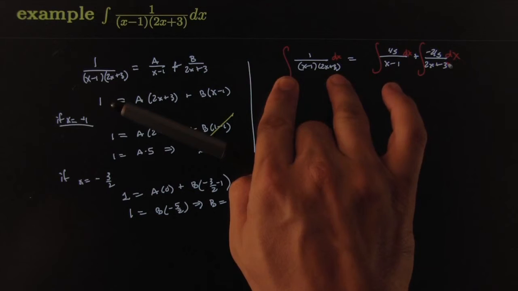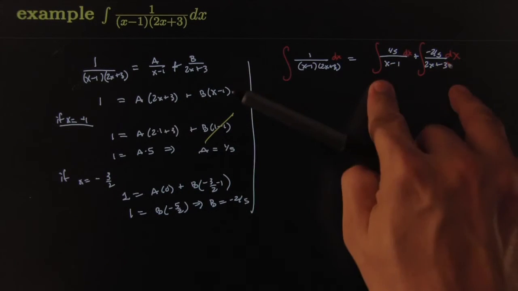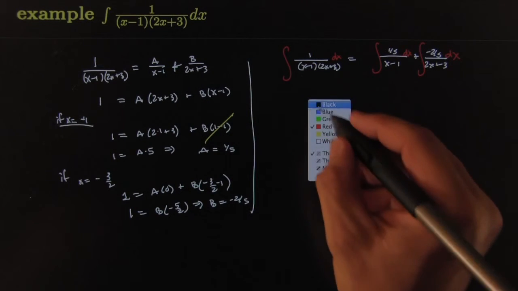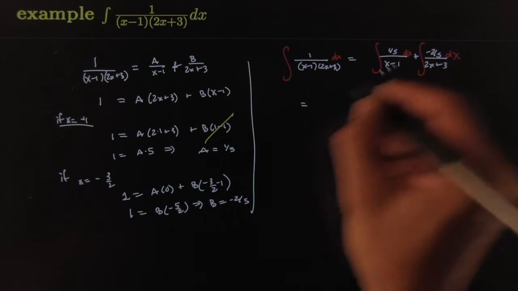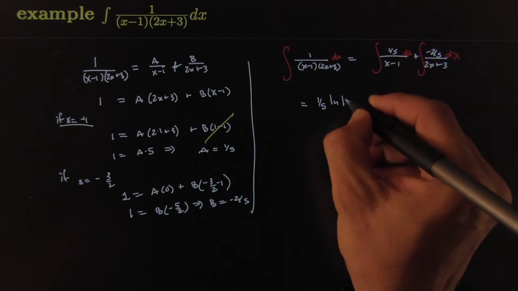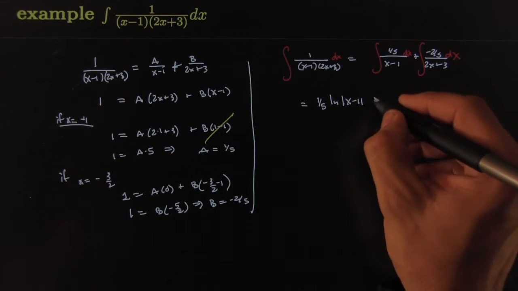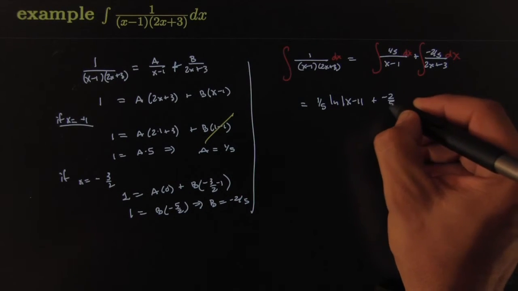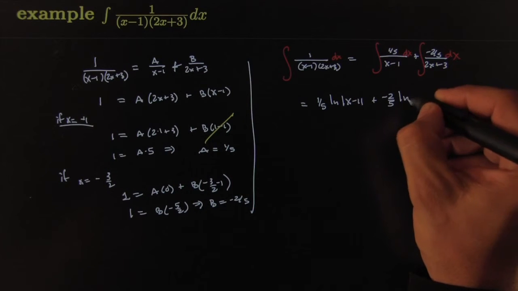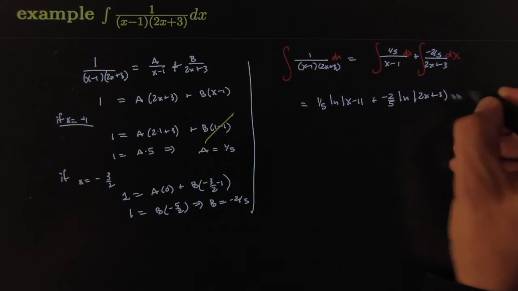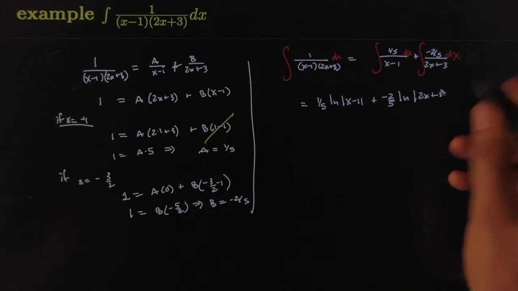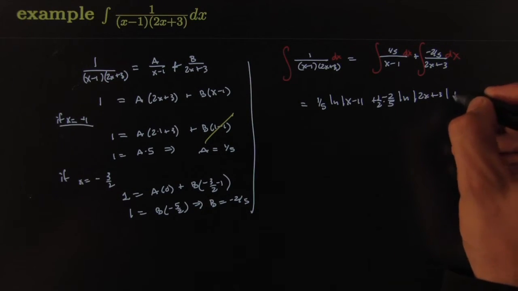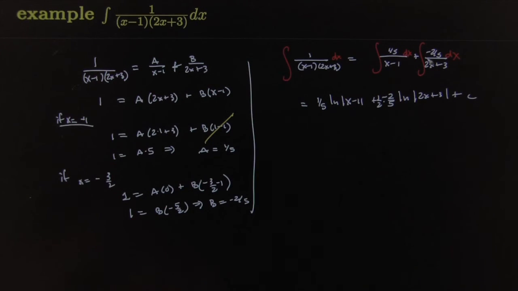This is hard to integrate. This is a piece of cake. That's the beauty of it. This is hard, this is easy. The decomposition makes it a lot easier. Now I can go ahead and finish it immediately. This would be 1/5 ln of |x minus 1|, and this would be -2/5 times ln of |2x plus 3|, and there may be a factor of 1/2 there if I was to do it the u-substitution way, okay, because of that too.